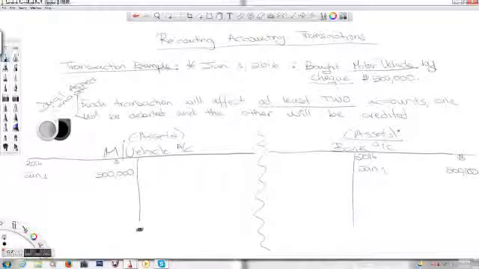And maybe we're wondering, why am I leaving this space in here? In this space, we write the name of the other account that is affected by the same transaction. For the motor vehicle, the other account affected by the same transaction is the bank account. And for bank, the other account affected by the same transaction is the motor vehicle account.